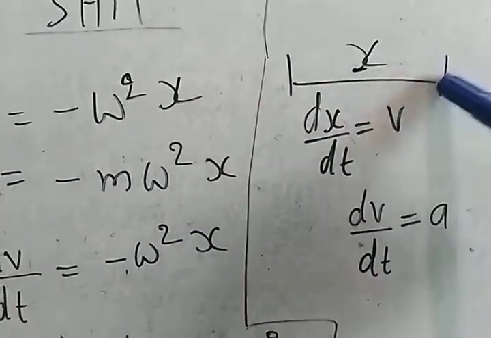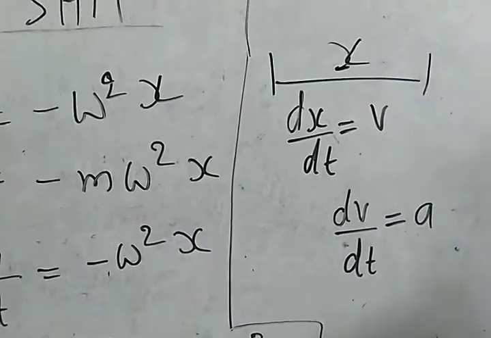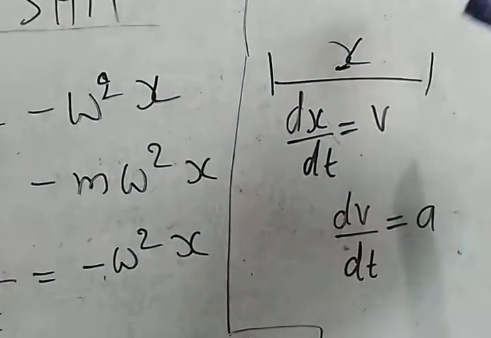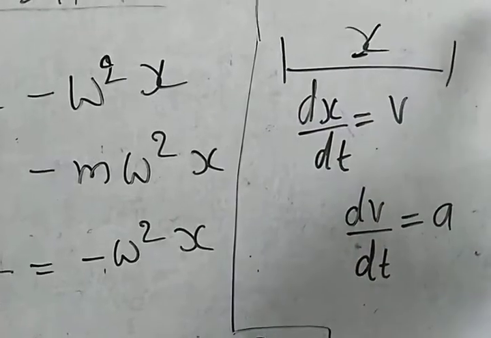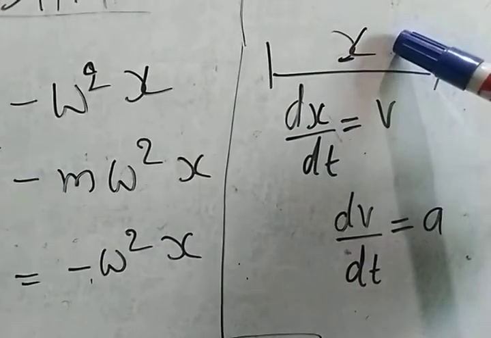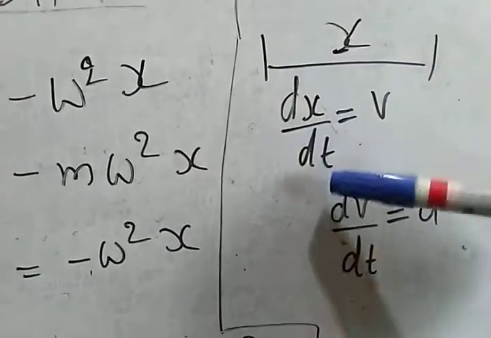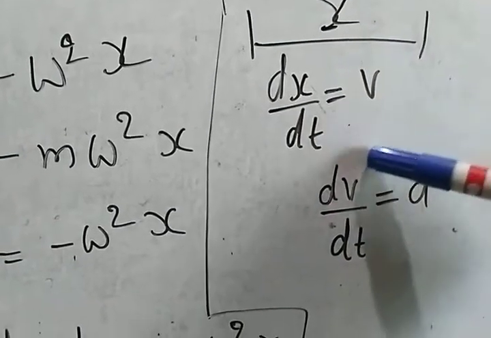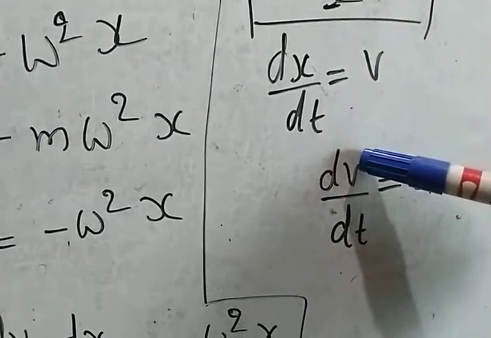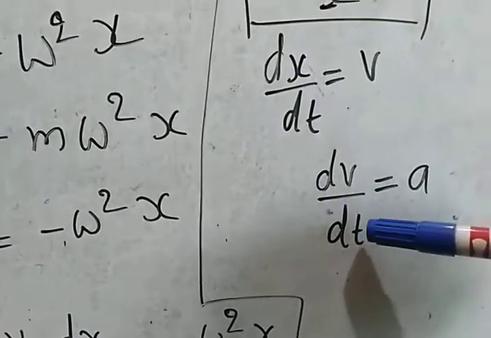This distance is x, and we get velocity dx by dt. Differentiating it with respect to time, we get velocity. Again, differentiating velocity with respect to time, we get acceleration.